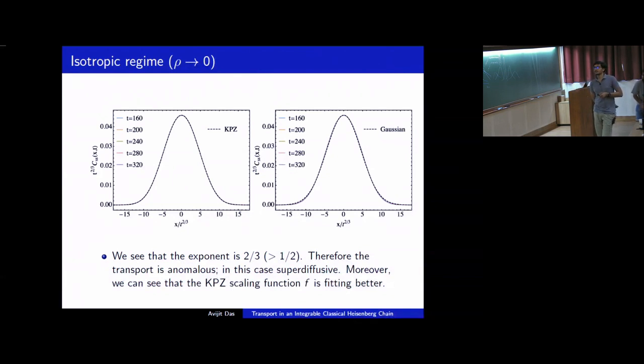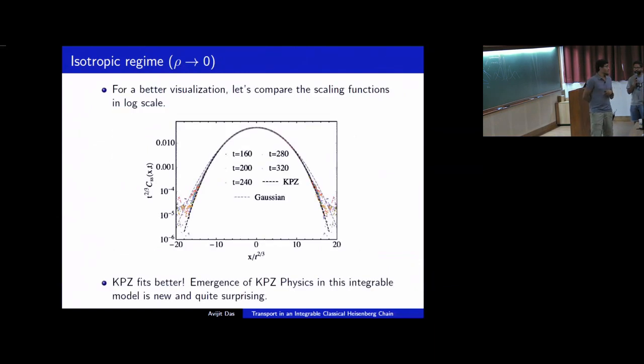So what is the scaling function? You can see it also fits with KPZ. There is a similarity between KPZ and Gaussian; you cannot distinguish them so well. Now, if I put it in log scale, things become different, and we get KPZ scaling.